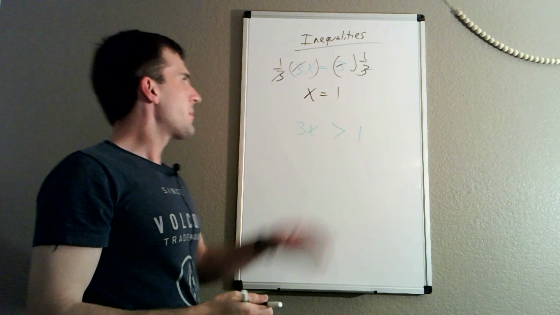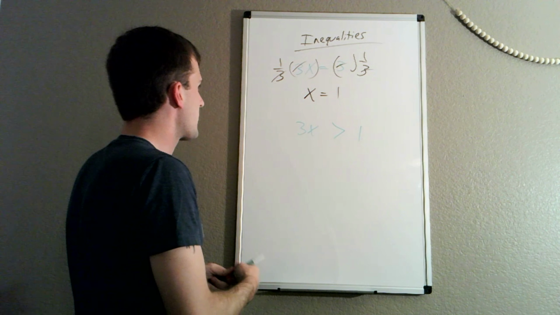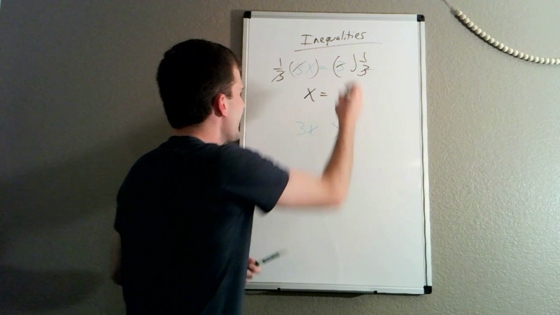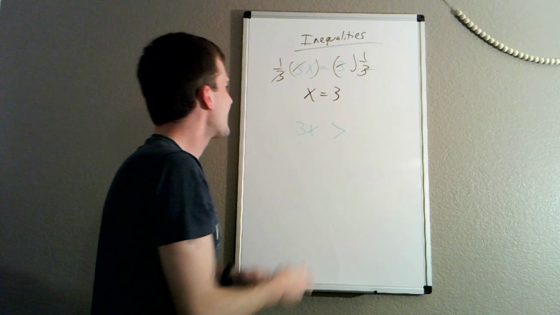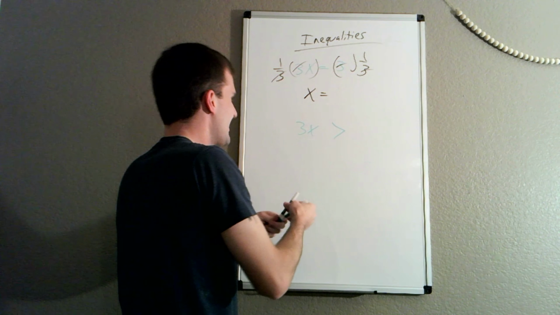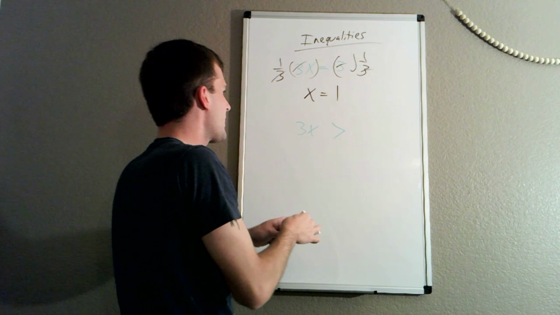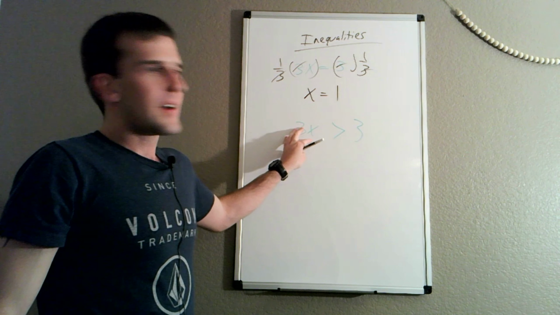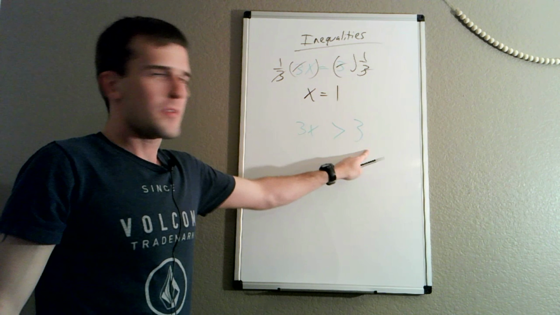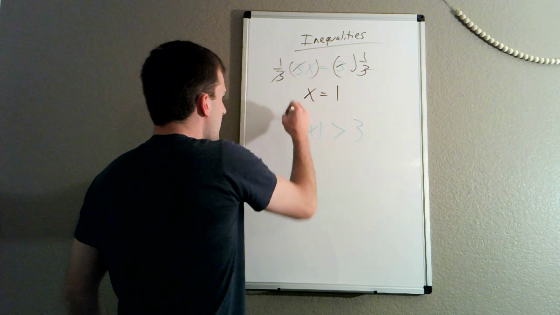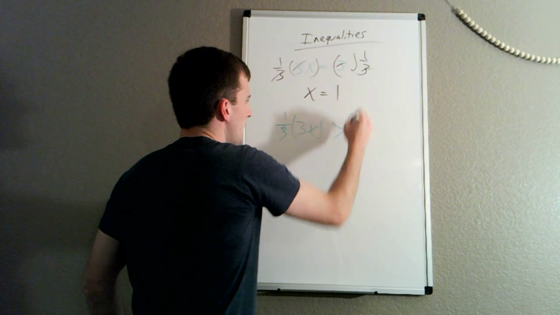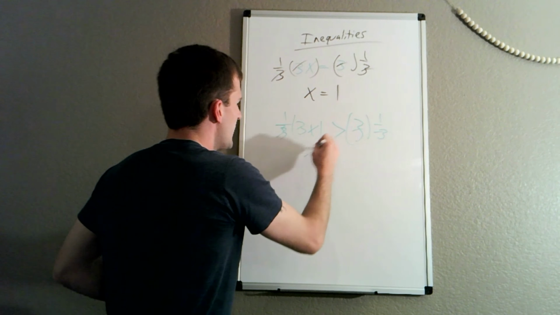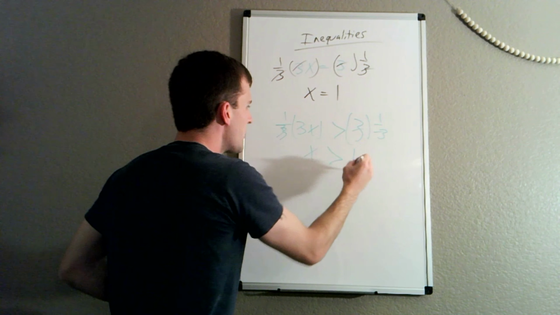To solve this, we do the same thing we did above. Oh, sorry, not 1. We used 3 last time, so x equals 1. So we're saying 3x is greater than 3. So we'll do the same thing we did last time. We're going to move the 3 on this side over to this side by multiplying both sides by 1/3. These are going to cancel. We're going to get x is greater than 1.